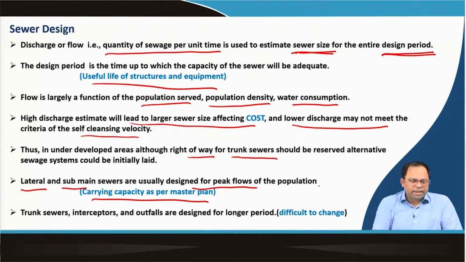And trunk sewers, interceptors, outfalls are designed for longer period because these are difficult to change. So, even though there is a chance that we may be able to lay some new pipelines for some lateral, some areas of the city and so on, but the trunk sewers, the major interceptors, the main lines, and also the outfall points where the sewage is actually disposed into the river, those cannot be changed. So, pipelines in those areas are made once, and that means it has to serve the entire design period.